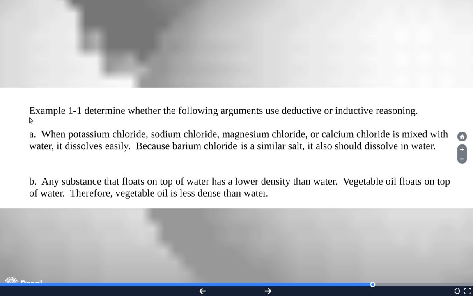So this example problem is actually on page 11 in your textbook. Number 1, when potassium chloride, sodium chloride, magnesium chloride, or calcium chloride, those are all different compounds, is mixed with water, it dissolves easily. Barium chloride is a similar salt. It also should dissolve in water. So we have these specific things: potassium chloride dissolves in water, sodium chloride, magnesium chloride, or calcium chloride. So therefore barium should dissolve.